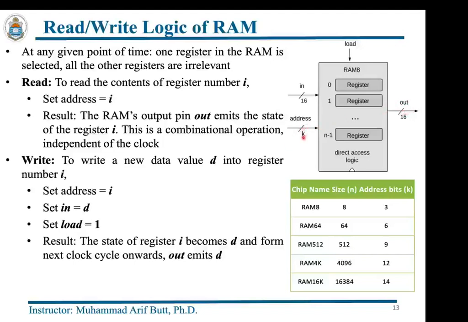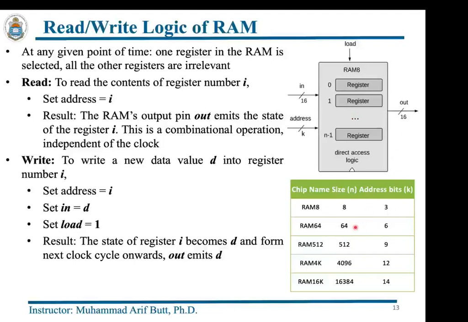So if I place a 5 over here, the contents of register number 5 will be placed on these 16 bits of out. Well, dear students, to write a new data value D into any of these registers, let's suppose I, once again we need to place the address I at these address bits. On the 16 bits of this in, we need to place the data value. While writing, we also need to set this load bit to high, and the result will be that the state of that specific register I becomes D, and from the next clock cycle onwards, out emits D.